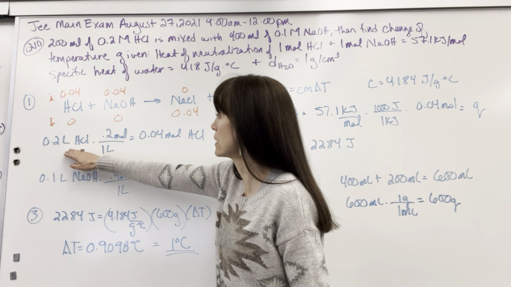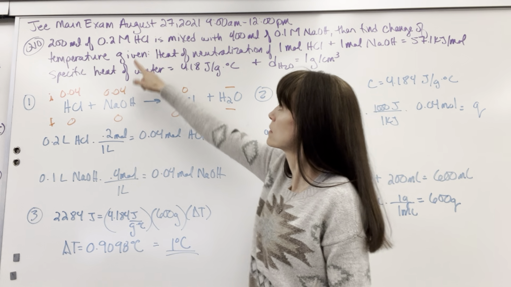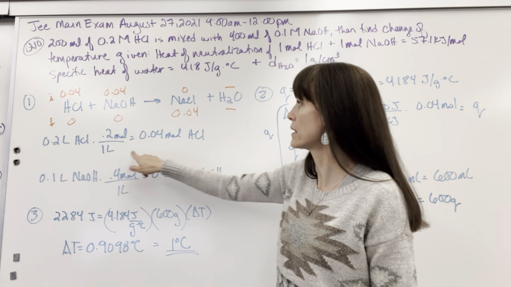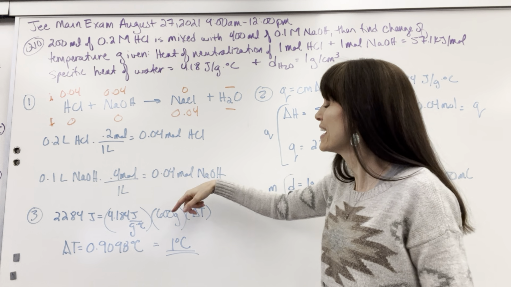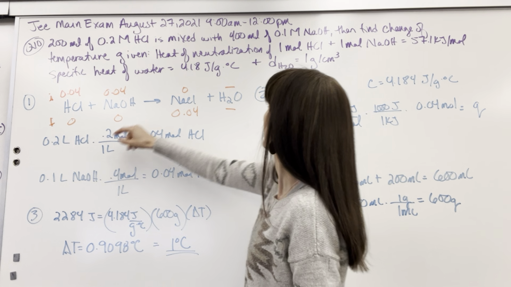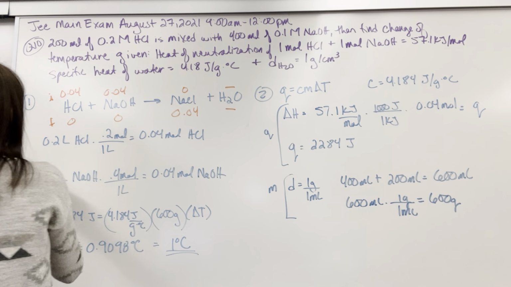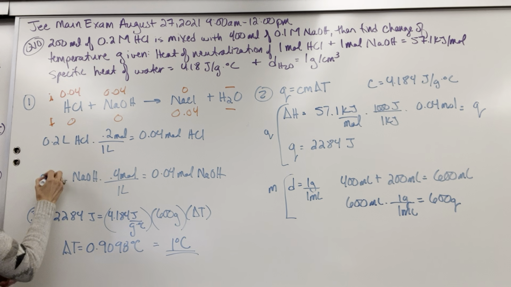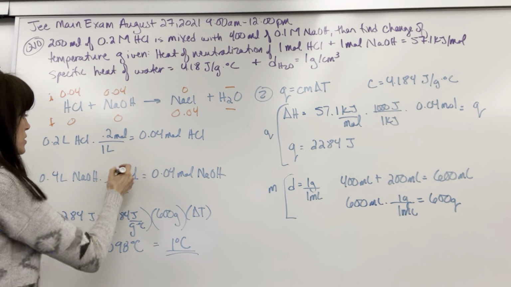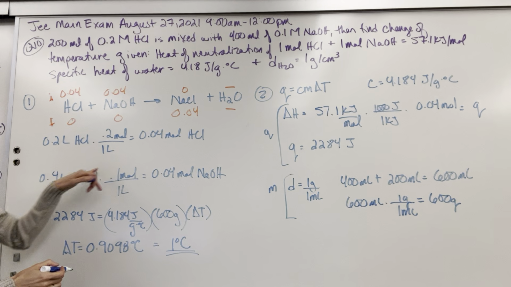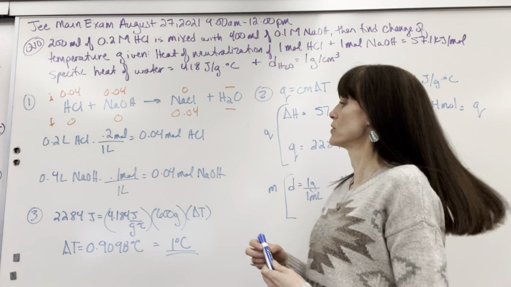So we have the 0.2 liters of the HCl. I just took 200 mL, converted that to liters, times the molarity, 0.2 mole divided by liter, gives me 0.04 moles of HCl that are available to react. And then we'll take the NaOH. I just mixed these up. We had 400 mL, so that's going to be 0.4 liters with a 0.1 molar solution. So we multiply by 0.1 mole over liter, and that gives us 0.04 moles of sodium hydroxide.